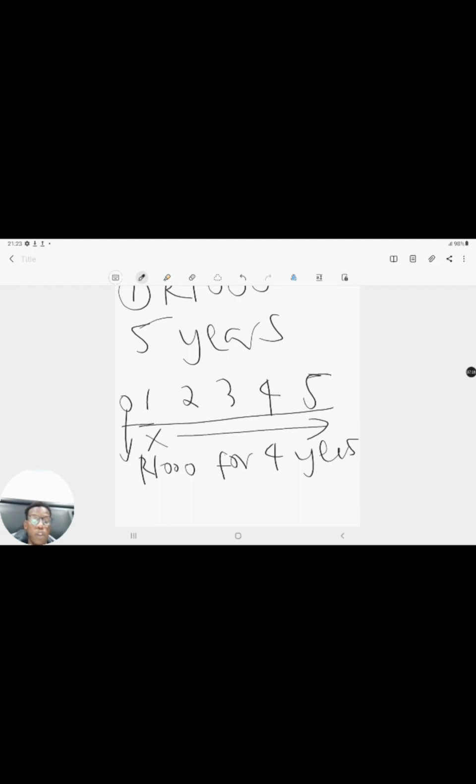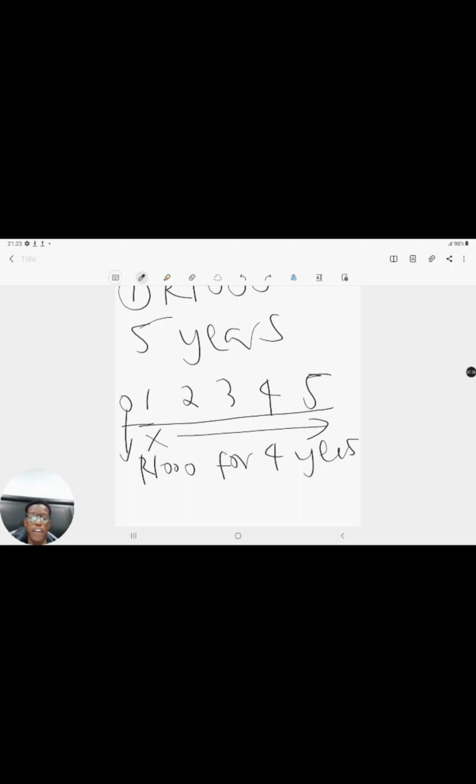Why 4 years and why not 5 years? Because I only put it in at the end of the first year, and it's accumulating interest in year number 2, year number 3, year number 4, and year number 5. So that's 1, 2, 3, 4. So it takes 4 years to accumulate interest. It's very important that you understand that. So this accumulates interest for 4 years.